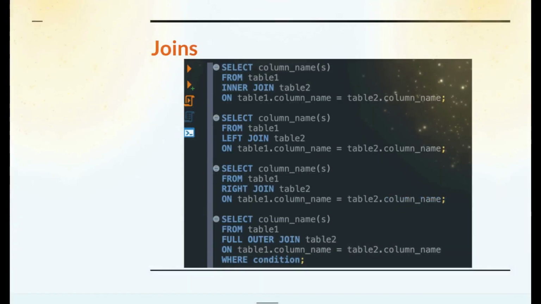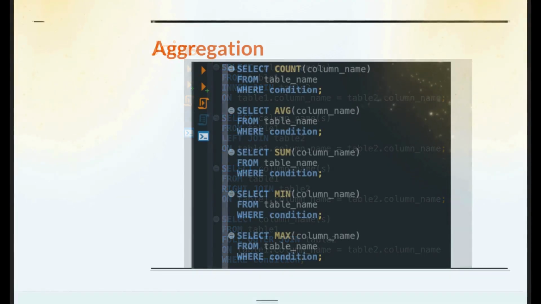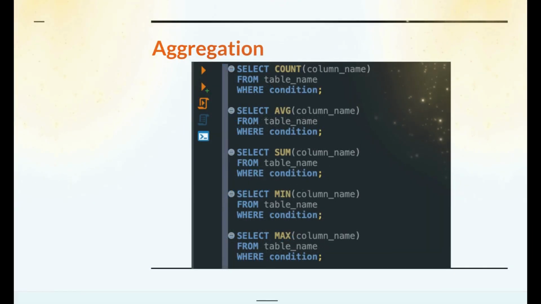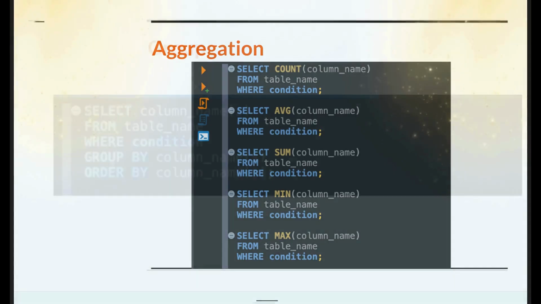Number 7. Joins. Joins combine data from multiple tables based on related columns. Common types of joins include inner join, left join, right join, and full join. Number 8. Aggregation. SQL supports aggregation functions like count, sum, avg, min, and max to perform calculations on grouped data.